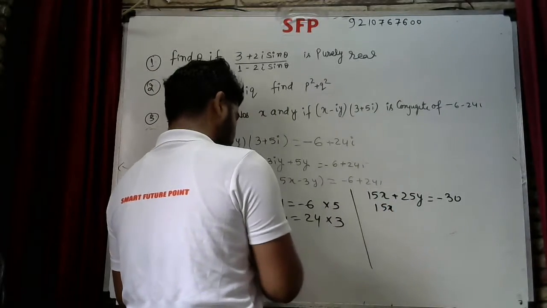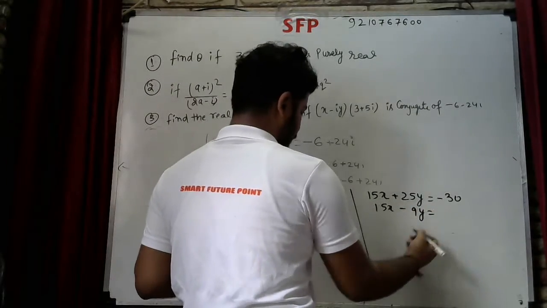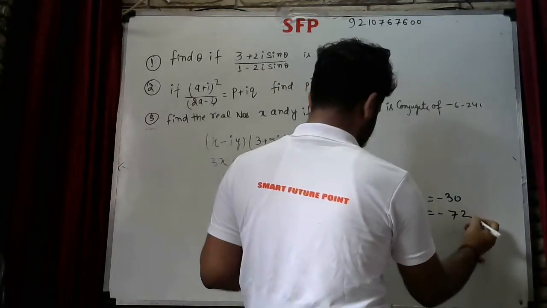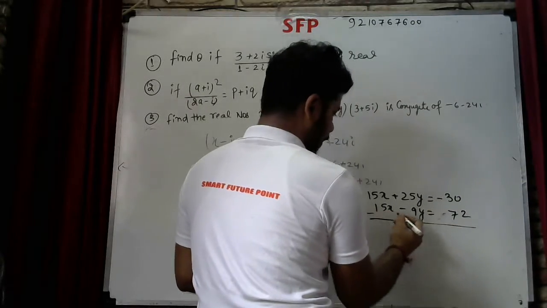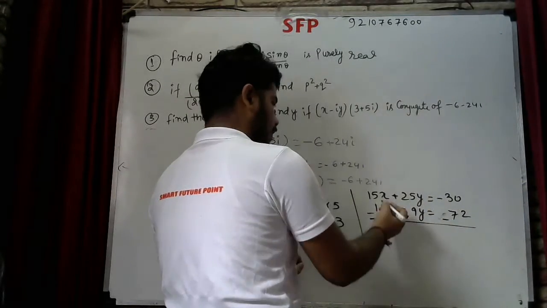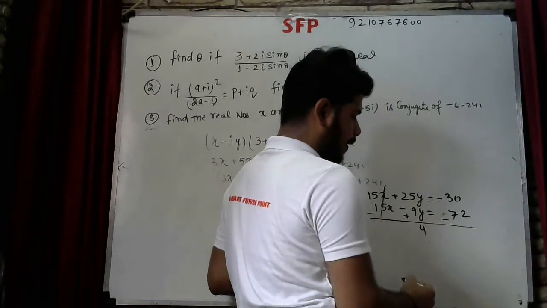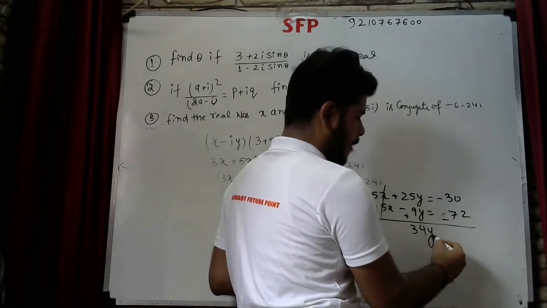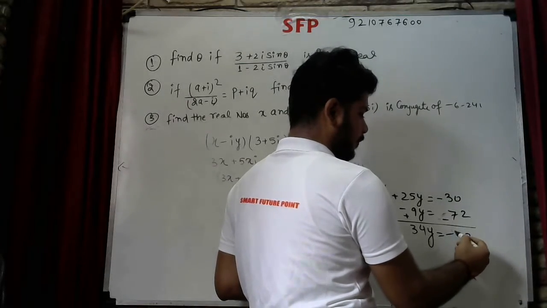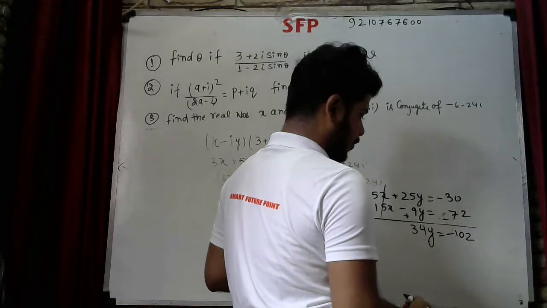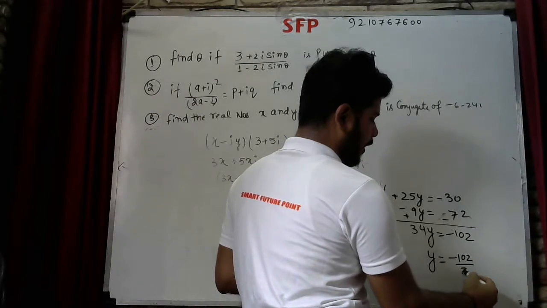15x minus 9y minus only 72. If we subtract both of them, minus plus minus, this will get cancelled off. If we add, it will become 34y is nothing but minus 102. We get y as minus 102 by 34.